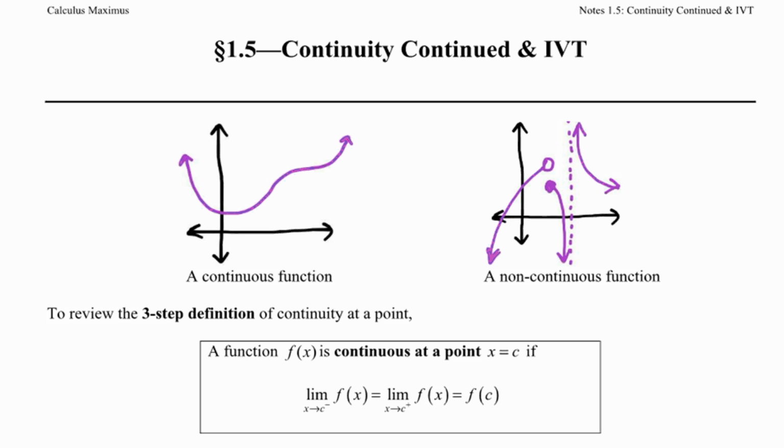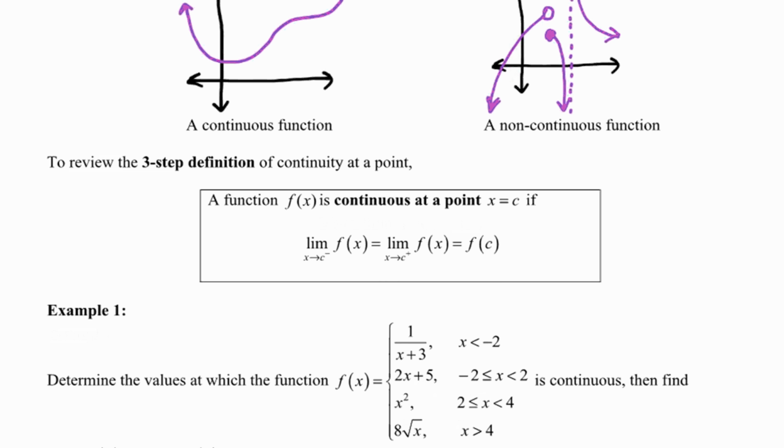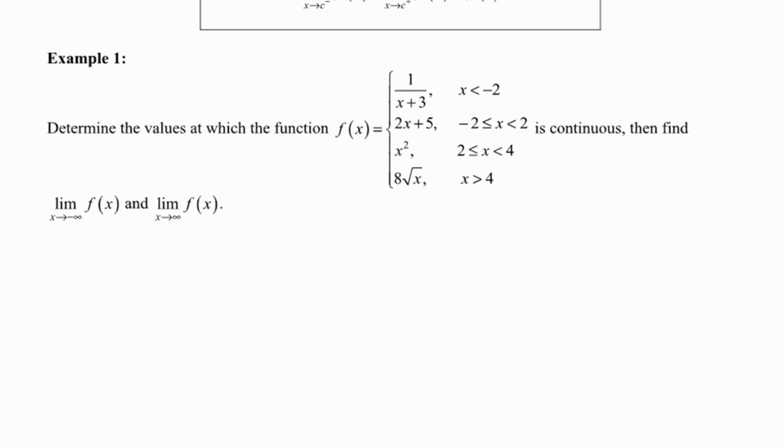1.5. We're going to review what continuity means. Remember, to be continuous at a point, the left-hand limit has to match the right-hand limit, and it has to match the function value. All of those values need to be the same to be continuous. So if we have this example 1 function, we've got to determine where the function f of x is continuous and then do some other stuff.